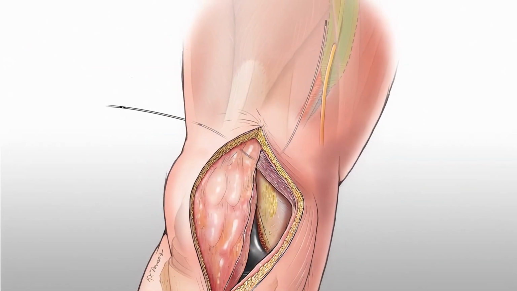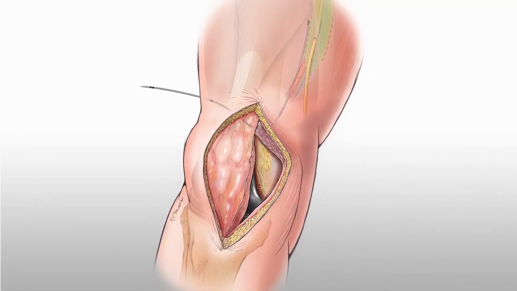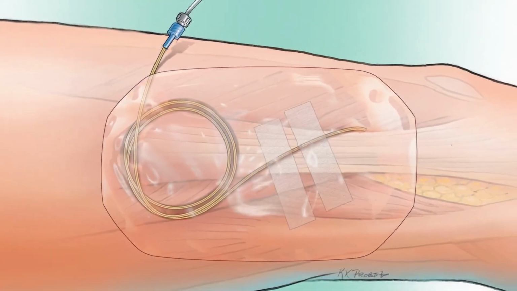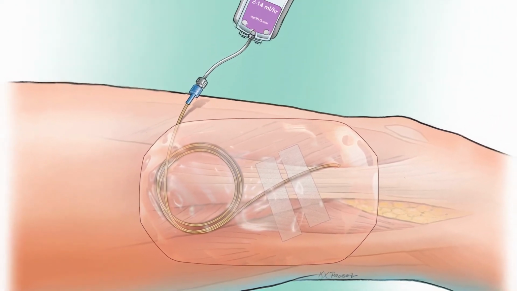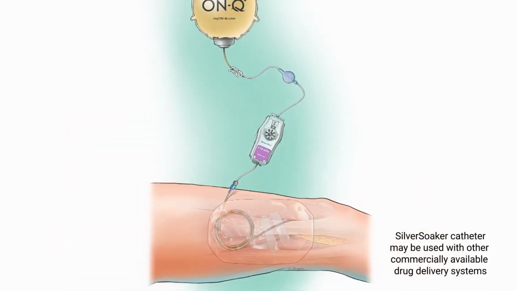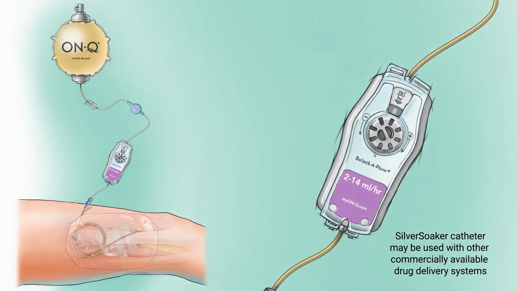Once the catheter is placed, the retractors are removed. The wound is irrigated and closed in the standard fashion of choice. After wound closure, approximately 3 to 4 centimeters of the catheter is coiled and secured with steri-strips and a Tegaderm. Once the catheter is secured, connect it to the On-Q or ambIT pump. The flow rate is initially set and may be adjusted to the physician's preference.